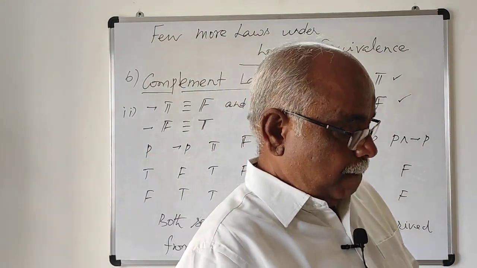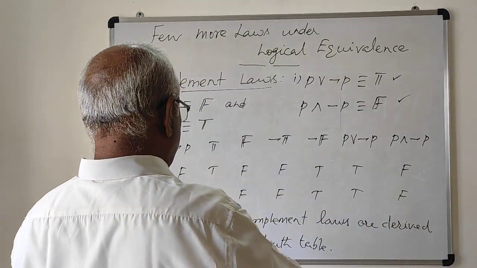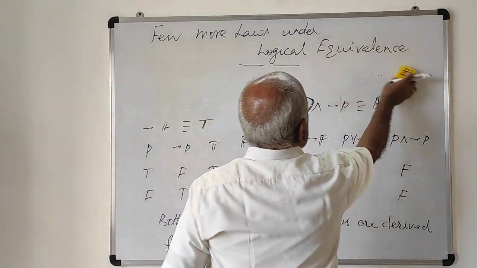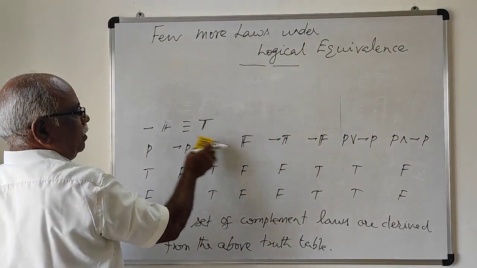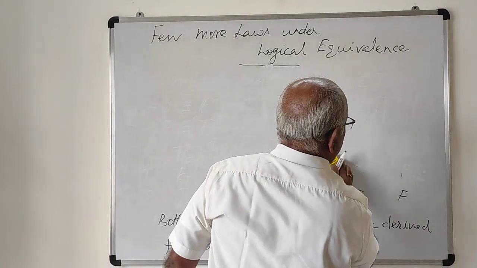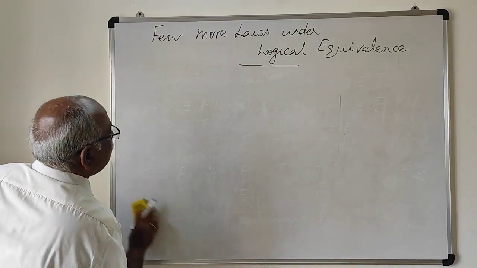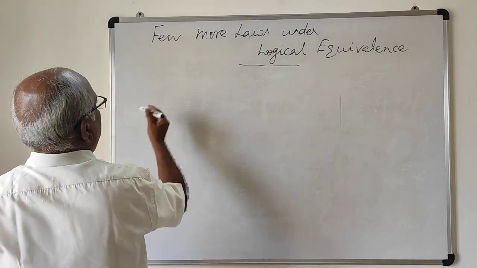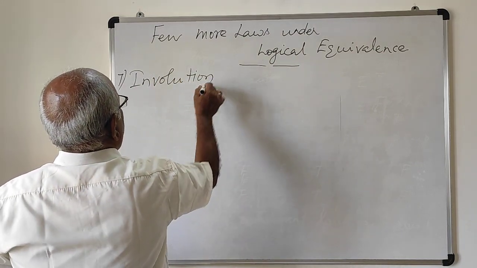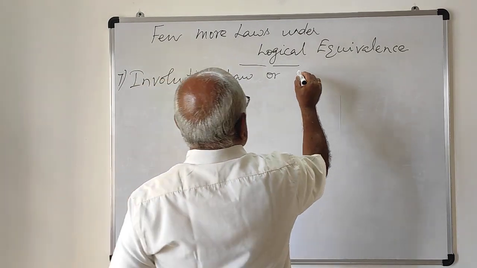Next we will see involution laws. Involution laws are double negation laws. These laws are very simple. Complement laws are very simple and can be derived. Next, the seventh set of laws is called the involution law. It is a single law, also called the double negation law.